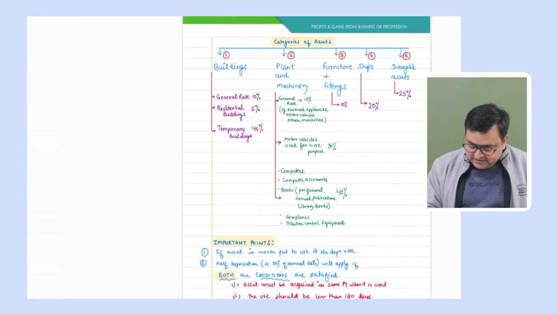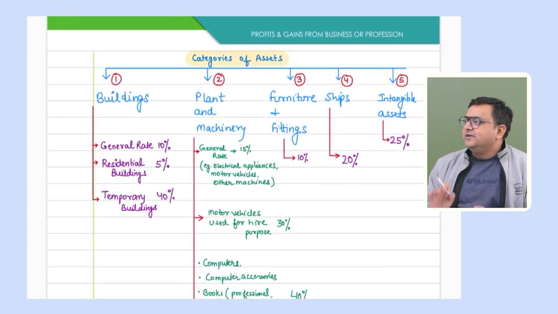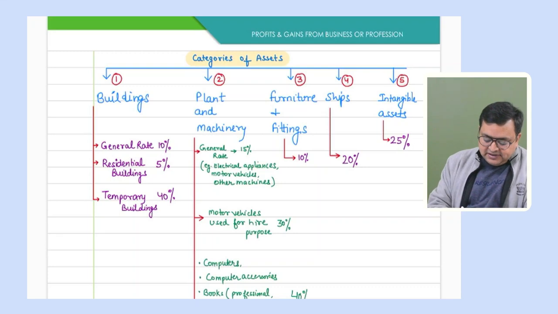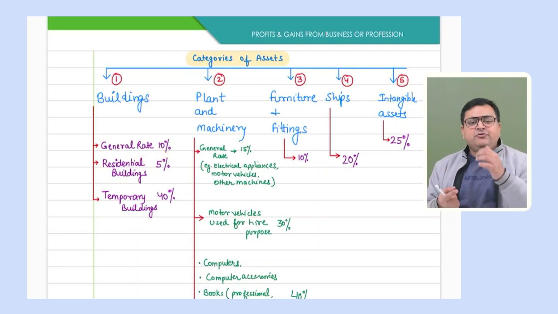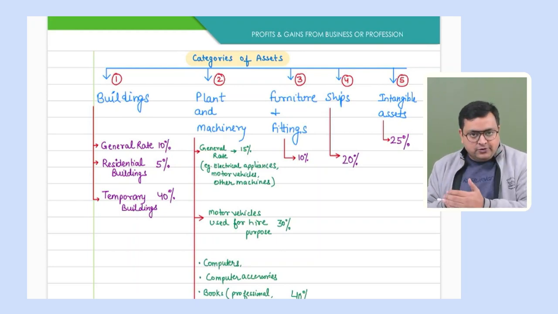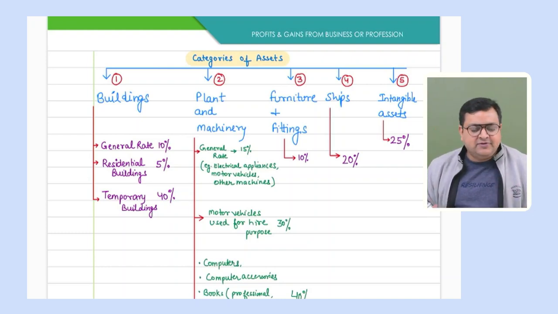I've also mentioned all this on the next page. If you come to page 5.5, I have mentioned it here as well. For building, the general rate is 10%. So if you have in your business a shop or a showroom, a godown or a factory, generally the rate of depreciation on building is 10%. If nothing is mentioned, please charge a 10% rate on building.